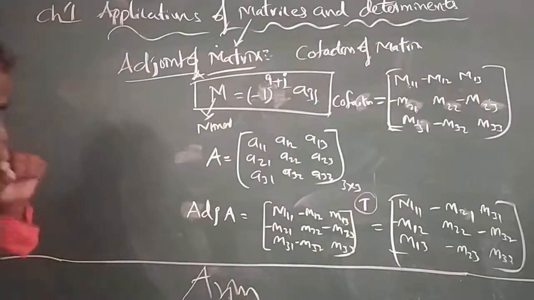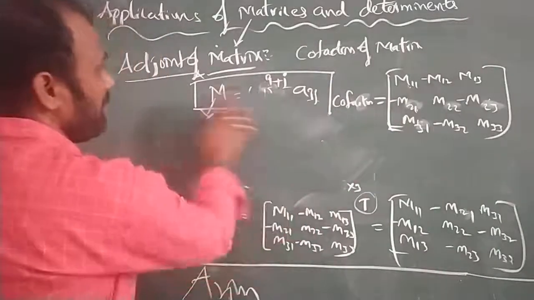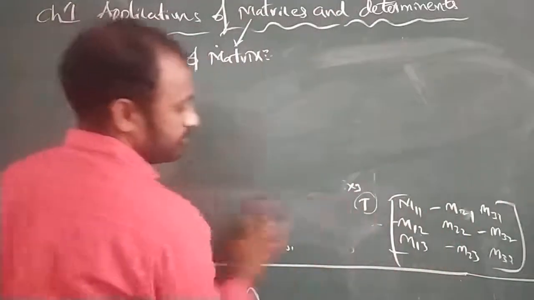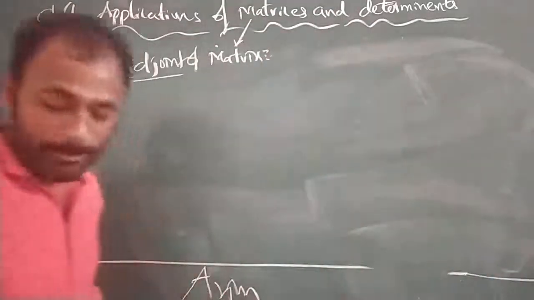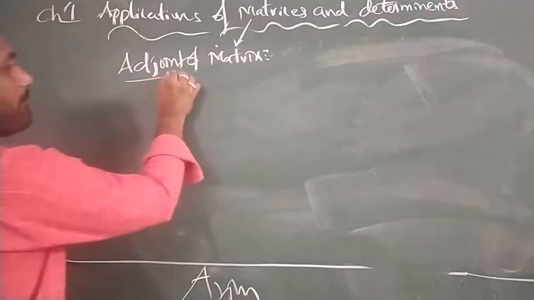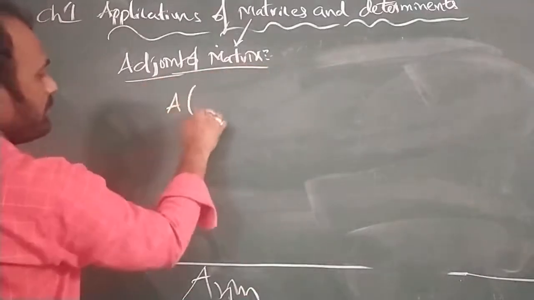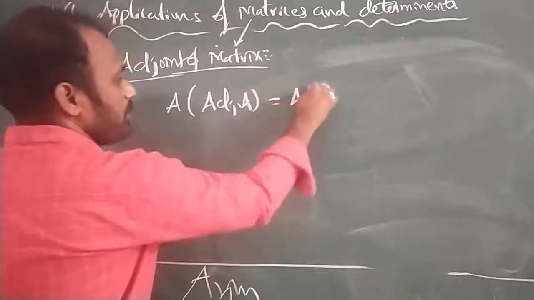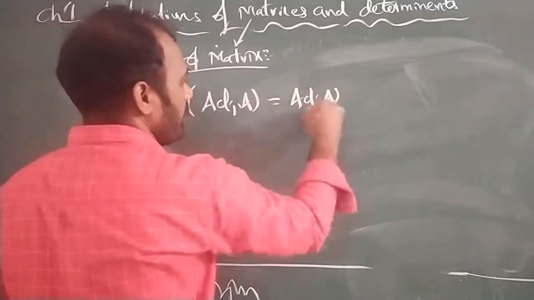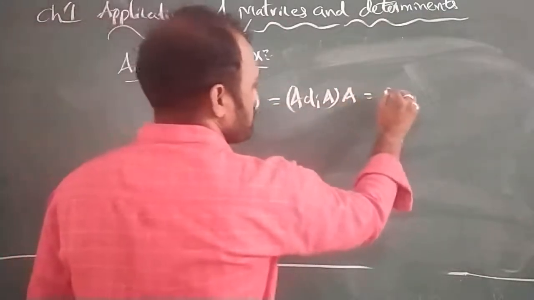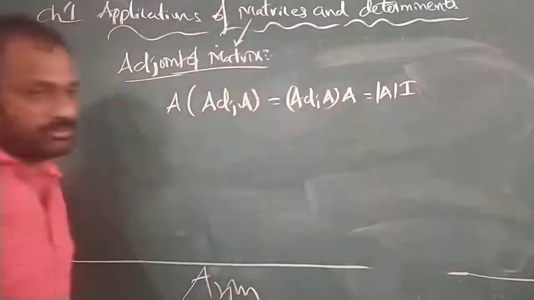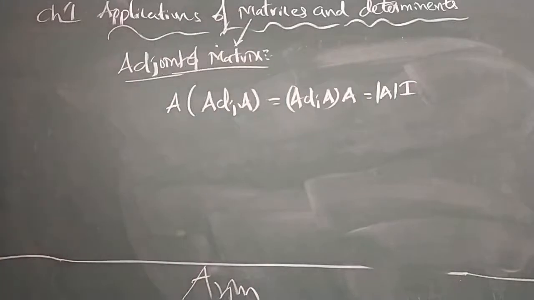Now, what is the final definition of the adjoint matrix? The adjoint matrix will have the rule: A into adjoint of A is equal to adjoint of A into A is equal to modulus of A into I. So this is also one of the properties.